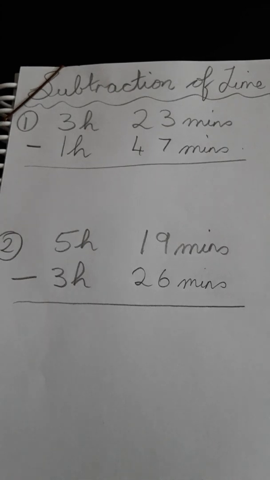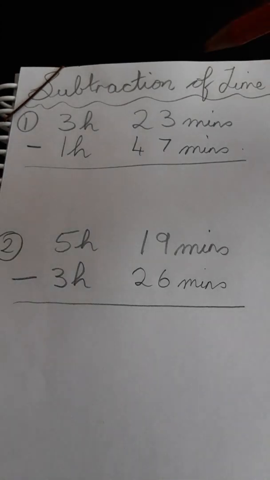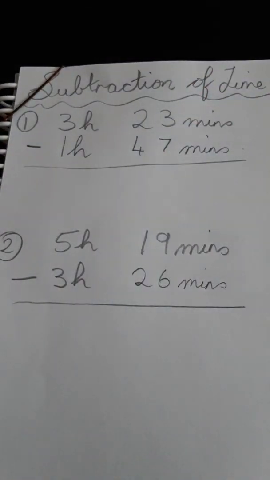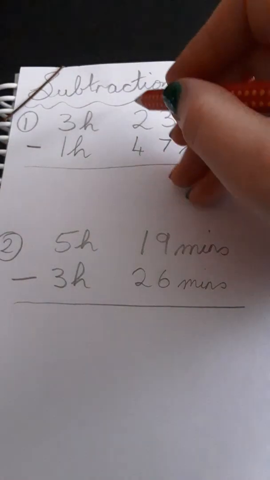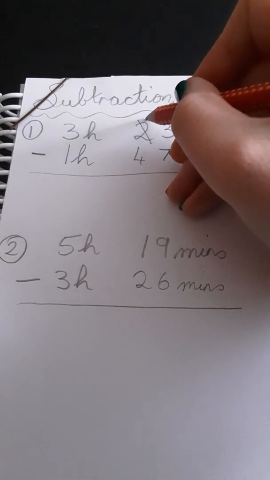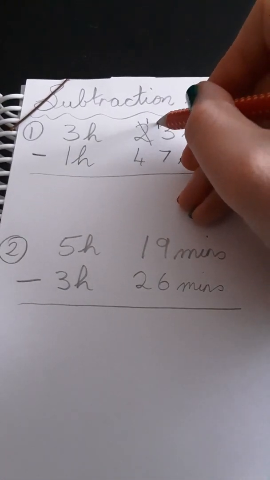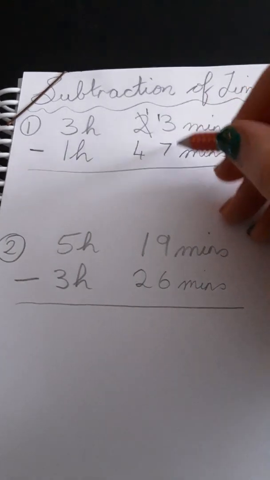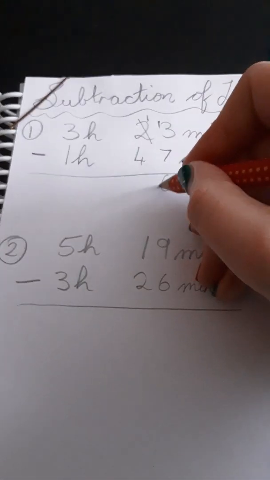So in this case we've got 3 hours 23 minutes minus 1 hour and 47 minutes. 3 minus 7 you cannot do. So as you normally do, you rename this 2 and bring it down to a 1 and bring over the 1 over here. 13 minus 7 is 6. You can do it now.